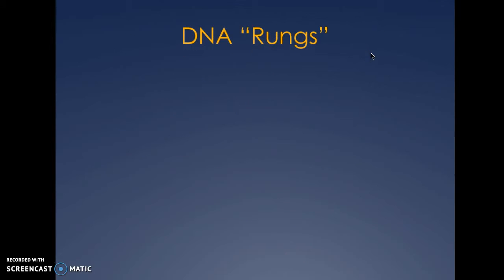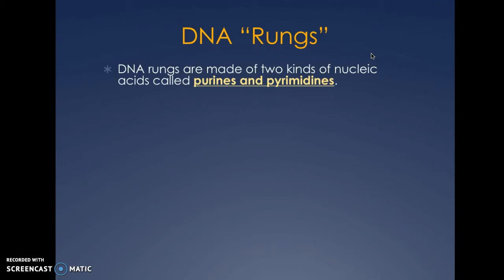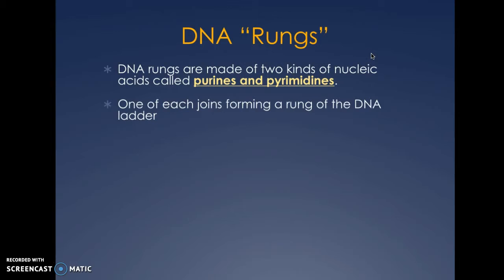The DNA rungs, or the steps on the ladder. DNA rungs are made of two kinds of nucleic acids called purines and pyrimidines. One of each joins, forming a rung of the DNA ladder. So if you can picture in your head, coming out from the sides of the ladder, so the sugar and the phosphate, we have one half coming from one side and another half coming from the other side that join to make a rung.